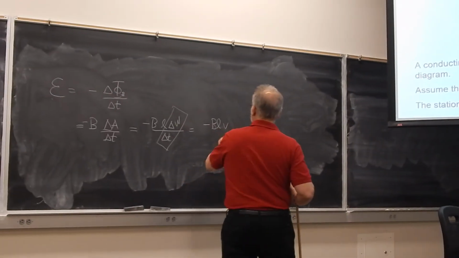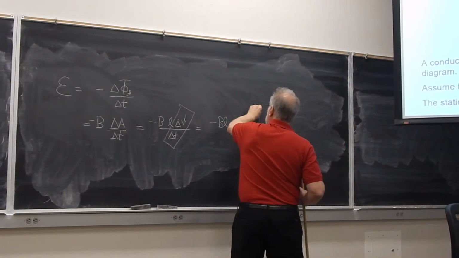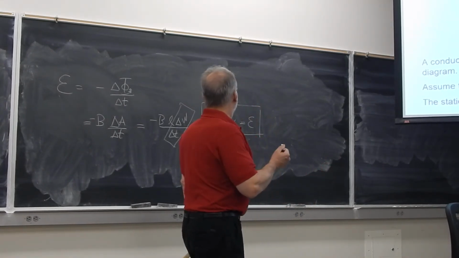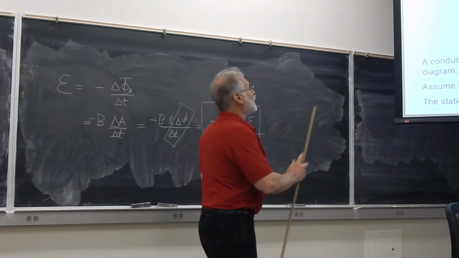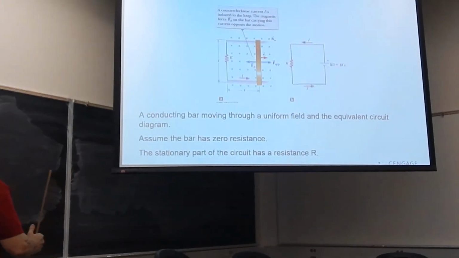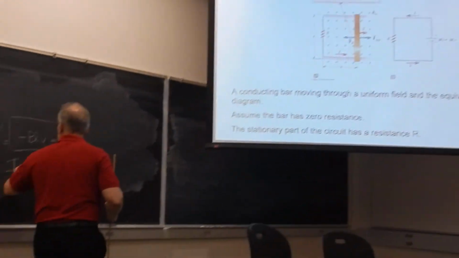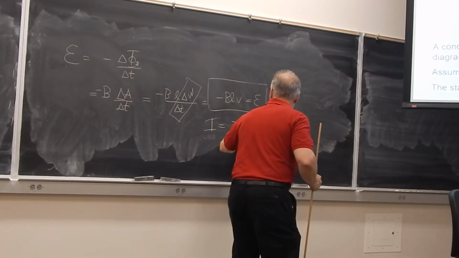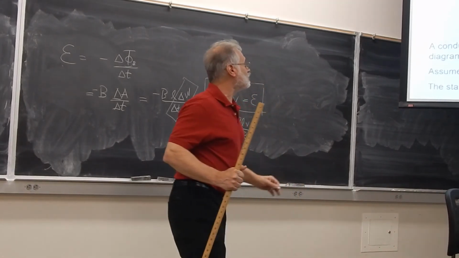So this is a very, very simple expression for motional EMF. And by the way, that's going to also induce a current in this circuit. You see we have a resistor over to the left. The current that's induced is going to be equal to minus BLv divided by the value of that resistance, just by Ohm's law.